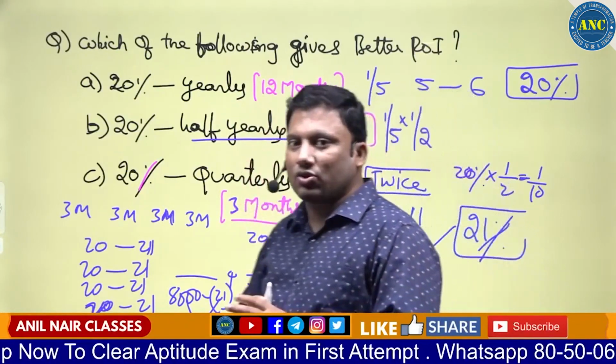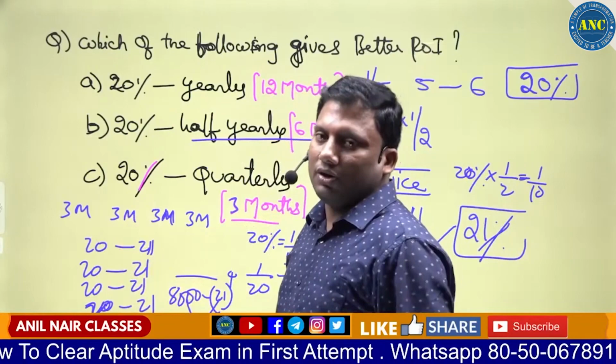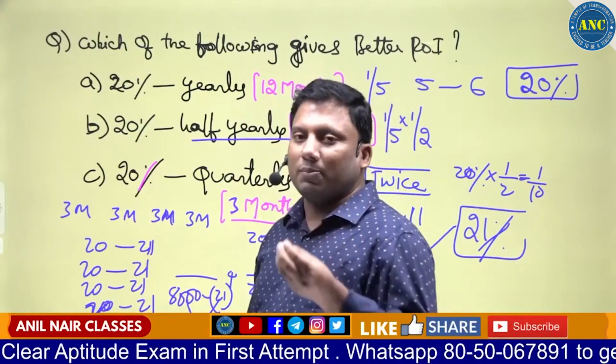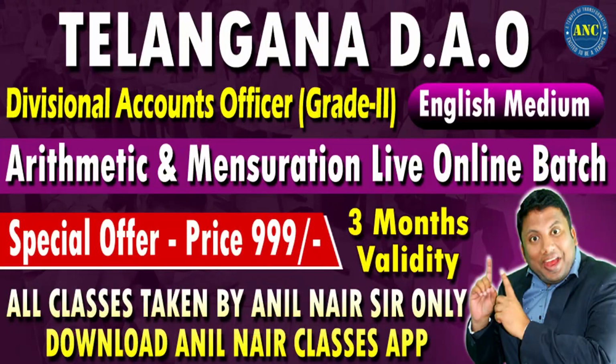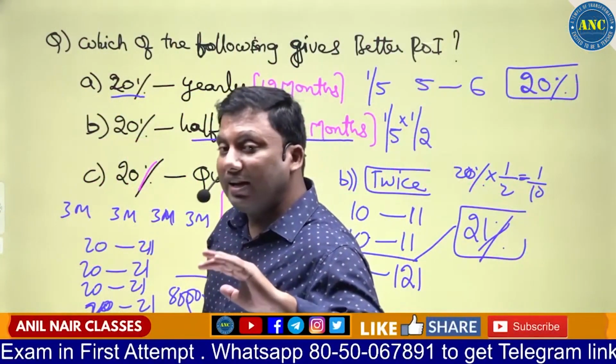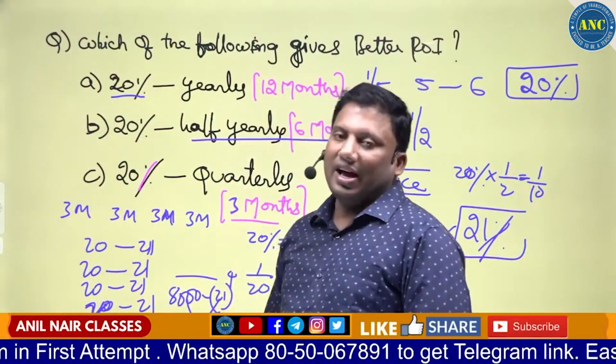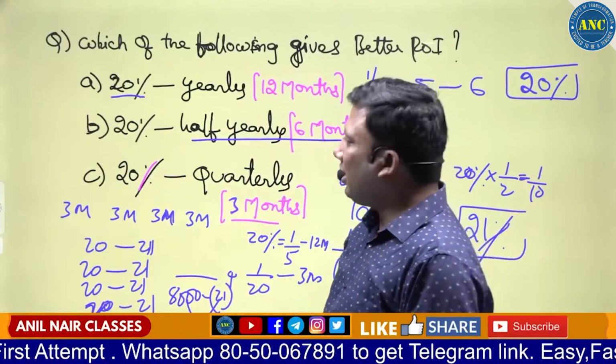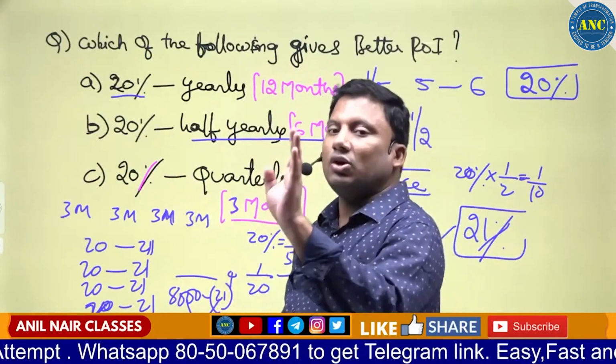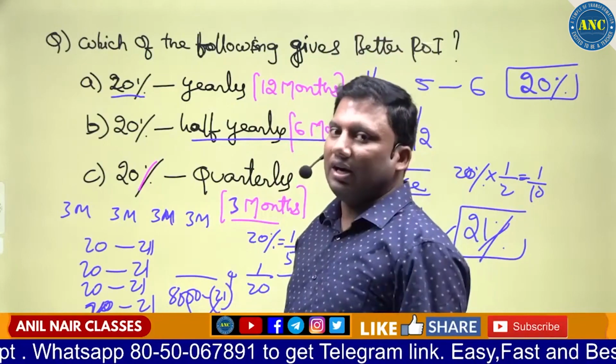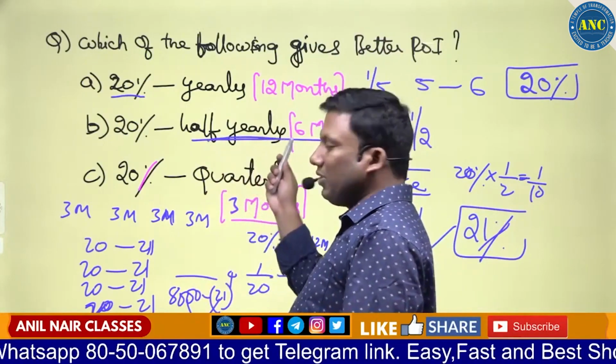I will explain this question again. There are 3 scenarios. I took 100 rupees from my friend. I decided to give him 20 rupees as interest at the end of the year. He said, don't give me after 1 year, meet me after 6 months.